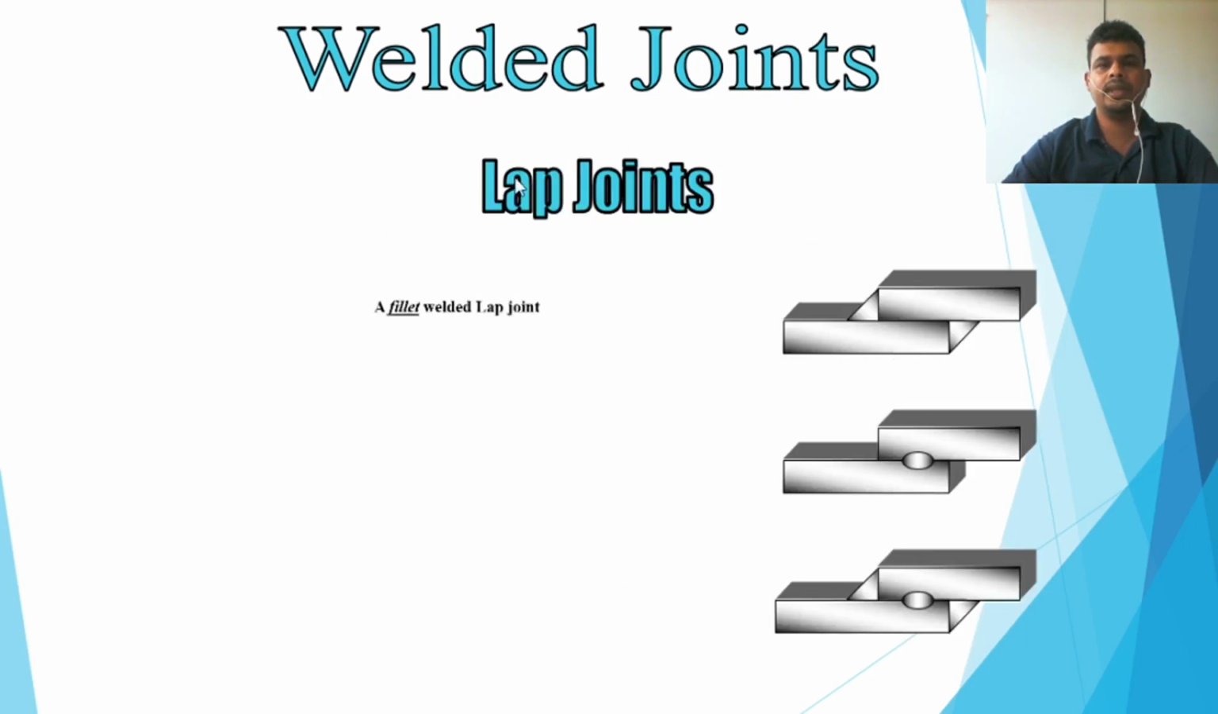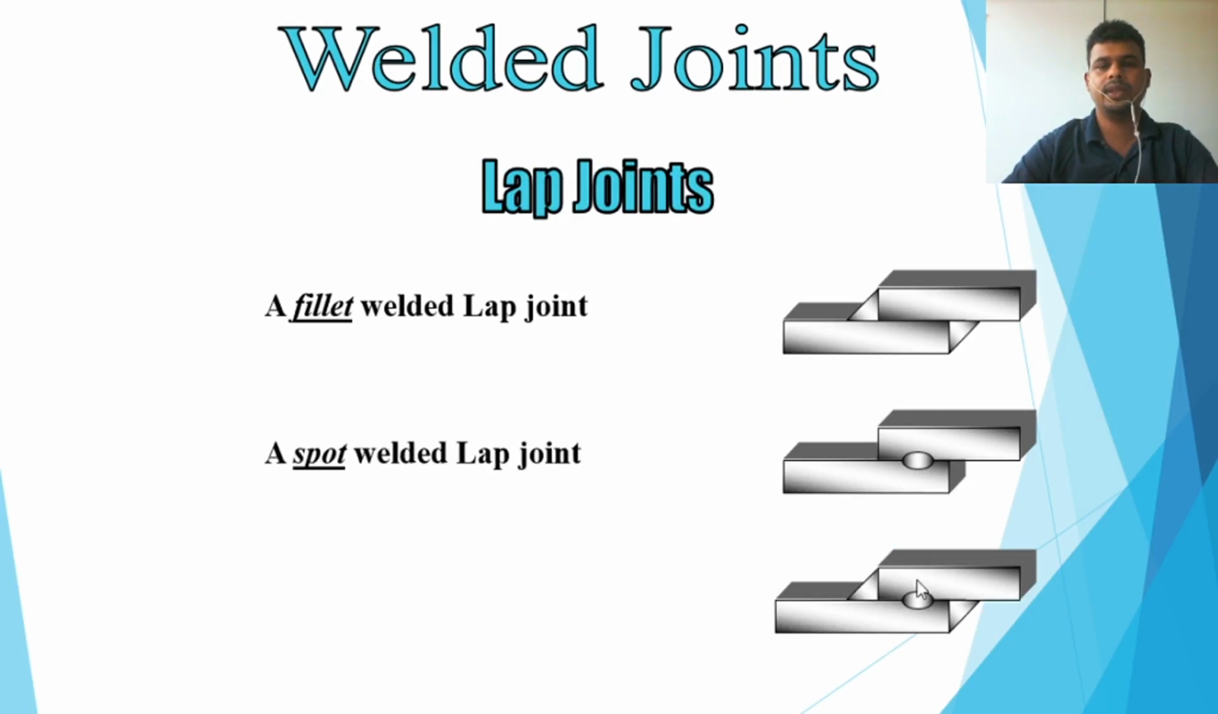Another weld joint type is the lap joint. You can see the fillet weld lap joint, then the spot weld lap joint, then spot and fillet, that means compound weld lap joint. So this is the lap joint configuration.